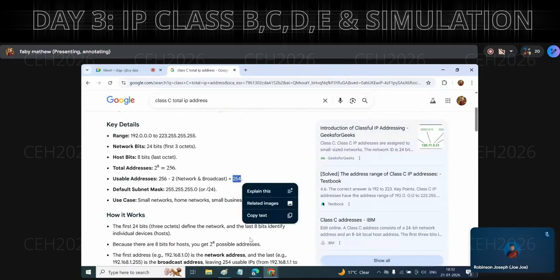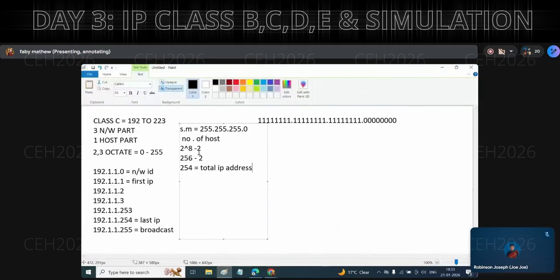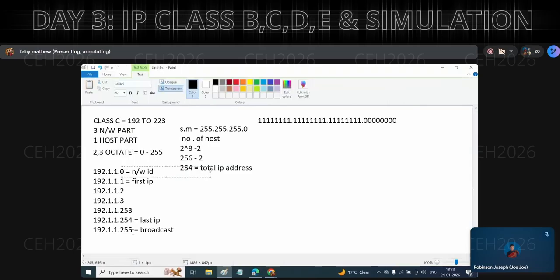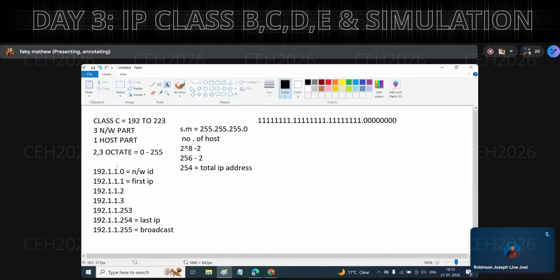254. Fine. 254 IP addresses we can create in class C. Why are we subtracting 2 from the actual value? See, one is your network ID and one is your broadcast address. We have removed these two addresses from the total number of IP addresses. Then only we get the usable IP addresses. So these are the network ID and broadcast address, and we cannot use them.